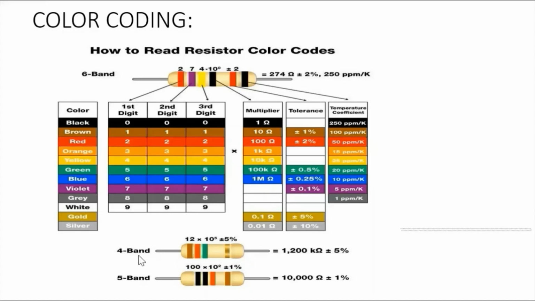So overall the resistance value of the 4-band color code of this resistor is 12 into 10 power 5 plus or minus 5%. For a 6-band color code resistor, the last color denotes the temperature coefficient of the resistor. So for each color there are different values for temperature coefficients.